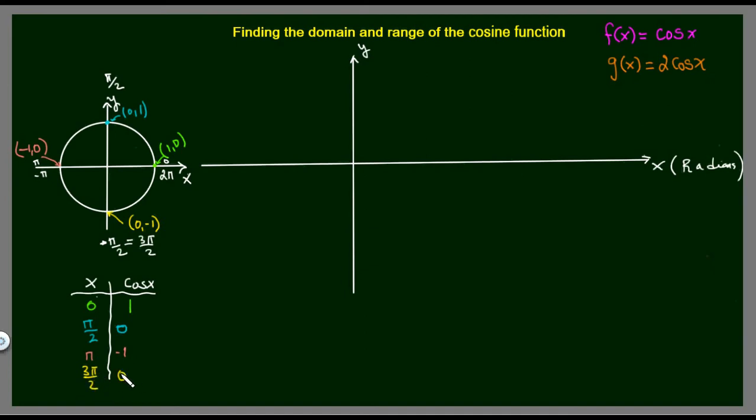Its cosine is 0. And when we move back to the starting point at 2 pi, the cosine would also be 1. That's what we did when we were starting. So we're going to take here 2 pi, and its cosine is 1, pardon, not 0 like before. It's 1. Okay, so we have our table of values.